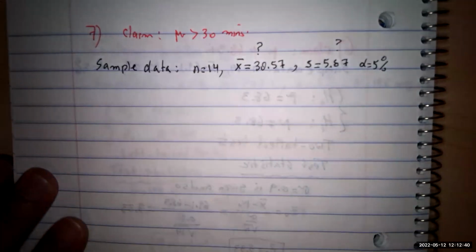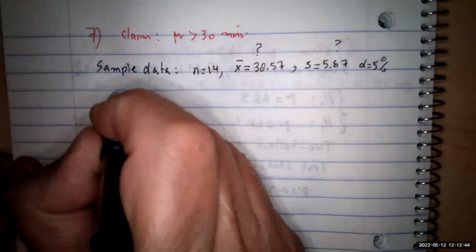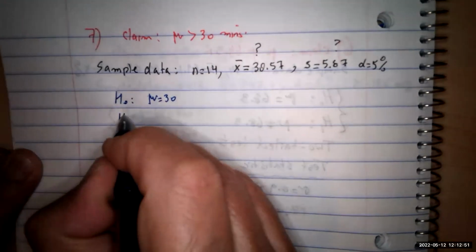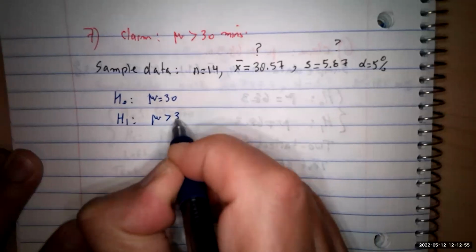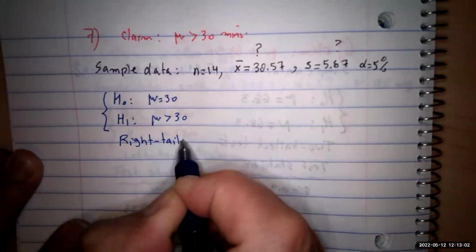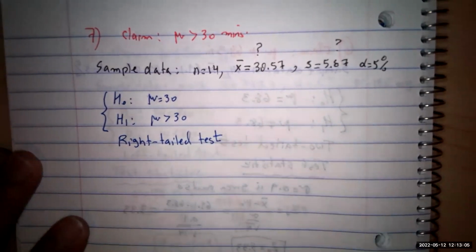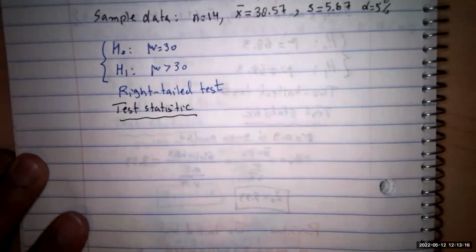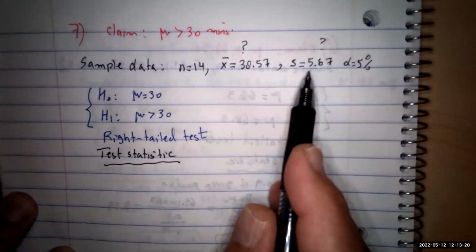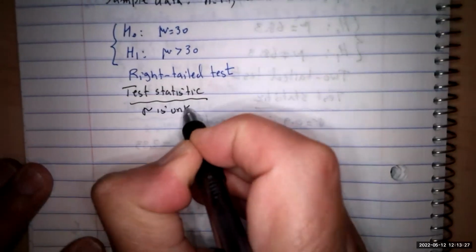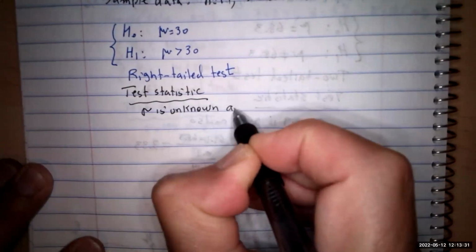So to set up the test, that's the claim that you want to check. So H naught is that mu is equal to 30 minutes. The alternative is the one that talks about greater than 30 minutes. It's a right-tailed test because it's greater than. Okay, you need the test statistic. You don't have the sigma, you have only the sample. So you have to use the t-test. Sigma is unknown, and S is given to you.